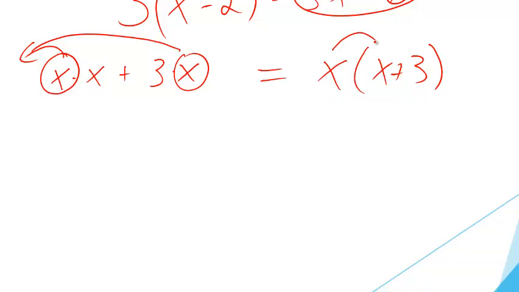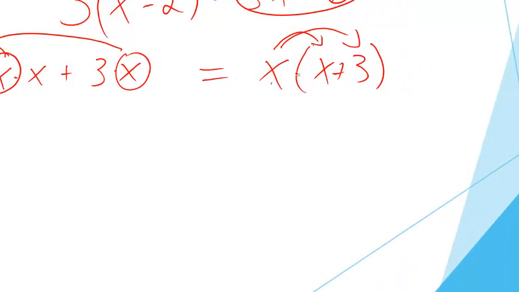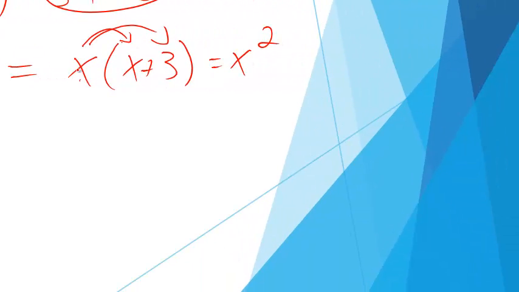So just to double check, let's distribute the x. x times x is x squared, and x times 3 is 3x. So x squared plus 3x equals x squared plus 3x. Now let's do our third example.